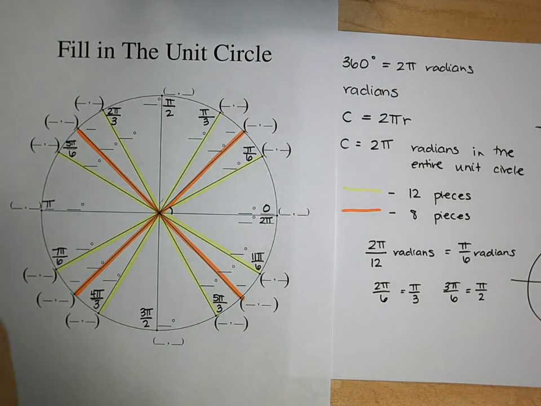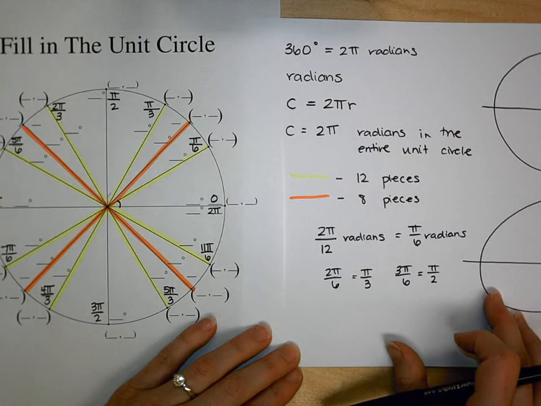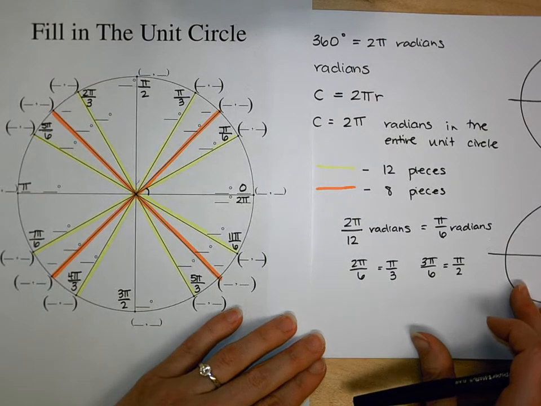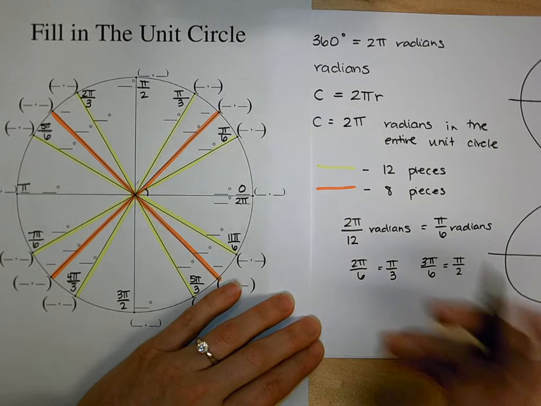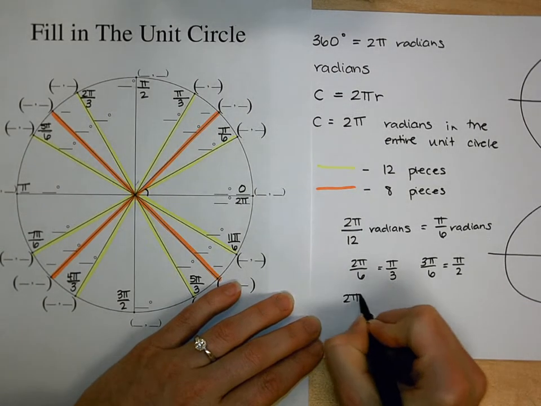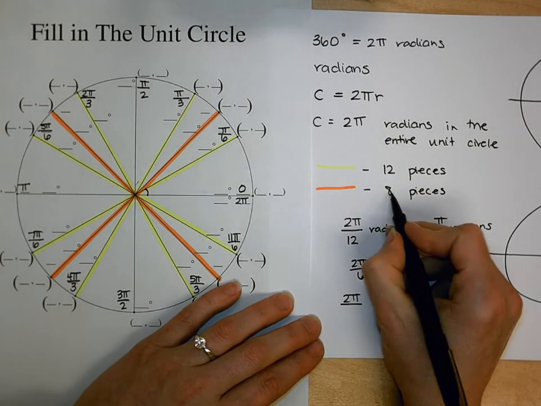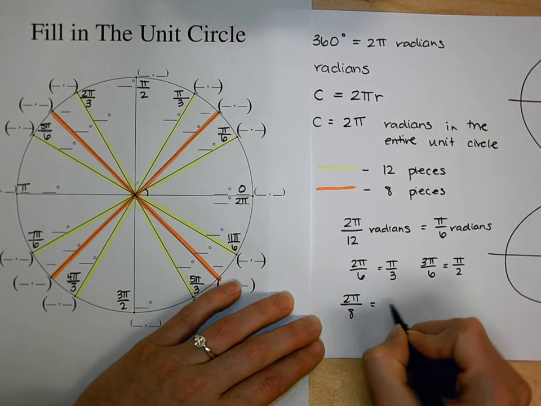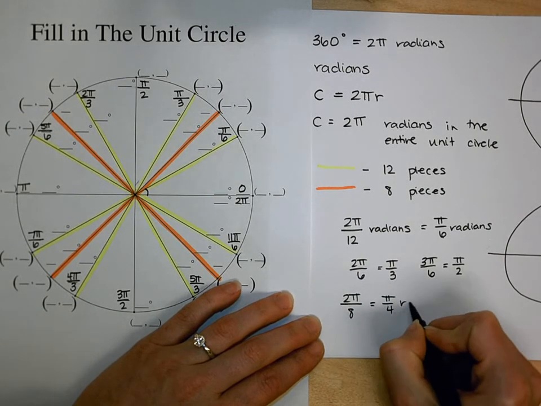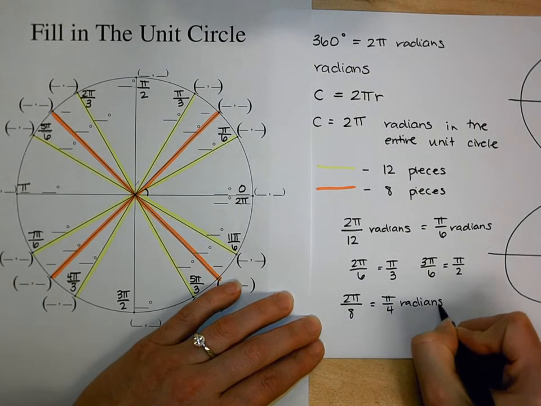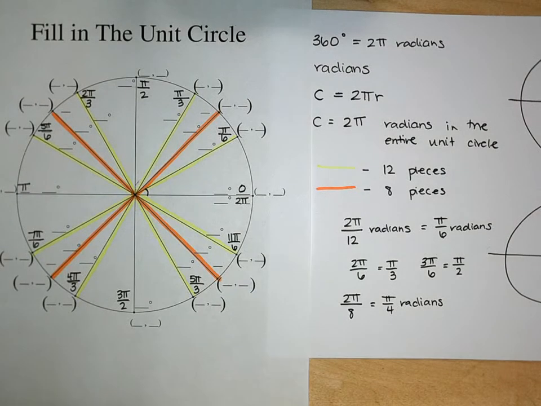All right, we are going to do the same thing, but now for the orange ones, the ones that are split into 8 pieces. And let's think about what each one is worth. Okay, so again, I'd have 2 pi radians total, split into 8 pieces. Each one of them is going to be worth pi over 4 radians. So let's go ahead and label these now.